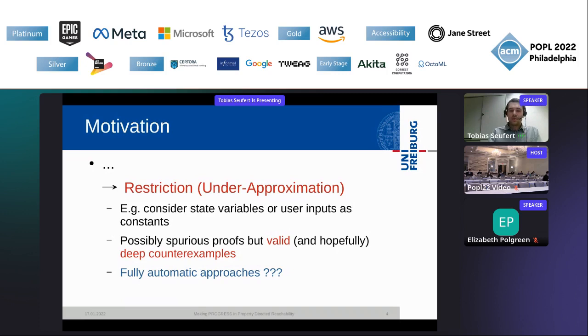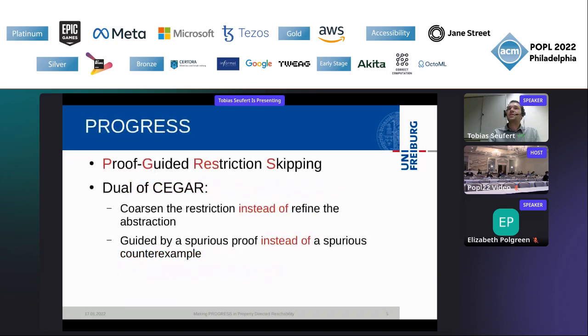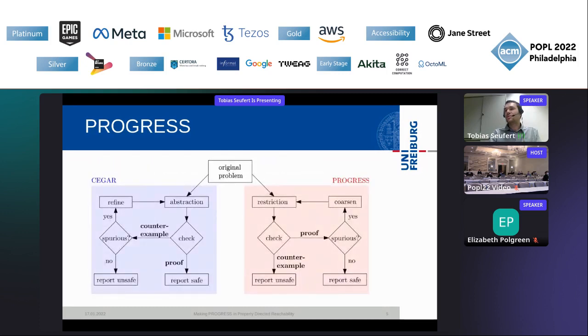We were searching for fully automatic approaches here, which do not require any prior knowledge or only limited knowledge of the design beforehand, like something like CEGAR, but we couldn't find anything. So we thought that we had to introduce Progress here, which is short for proof-guided restriction skipping. We thought of this as the dual of CEGAR. So instead of refining an abstraction by using spurious counterexamples, we want to coarsen or relax a restriction guided by a spurious proof.